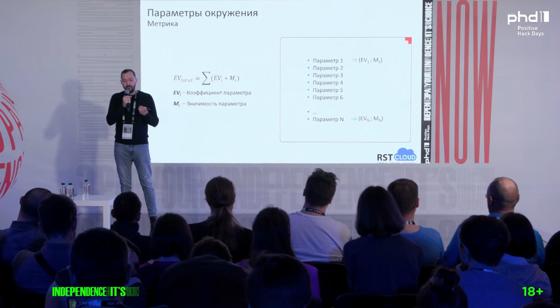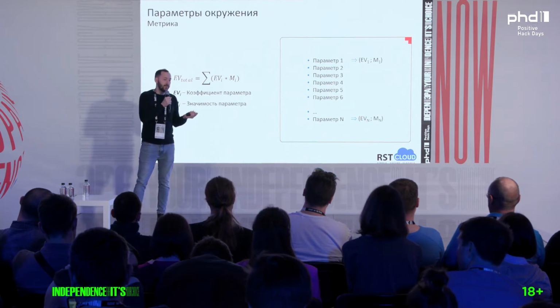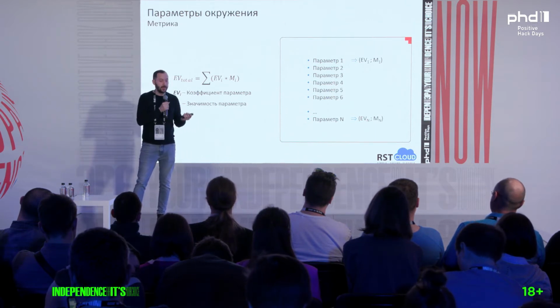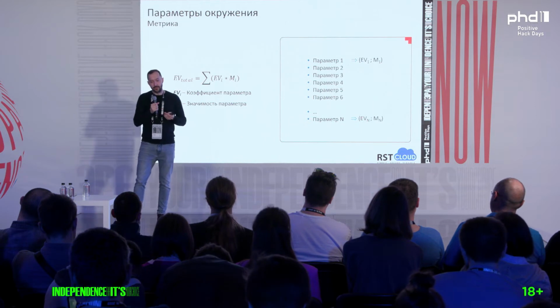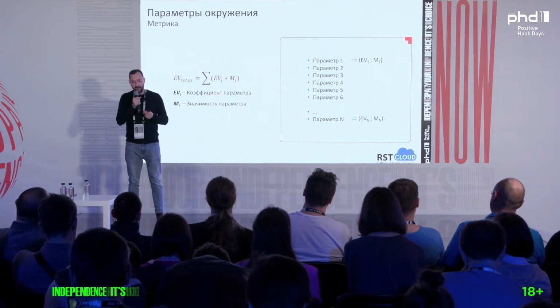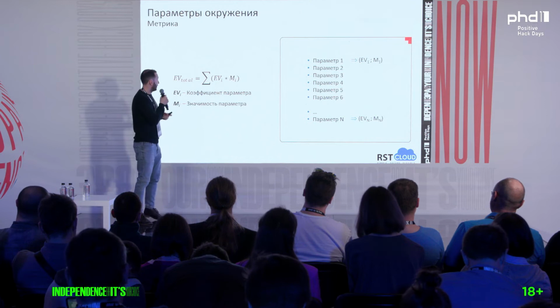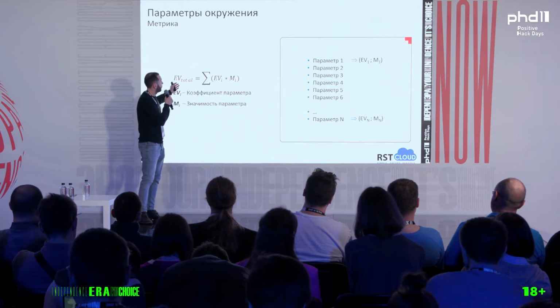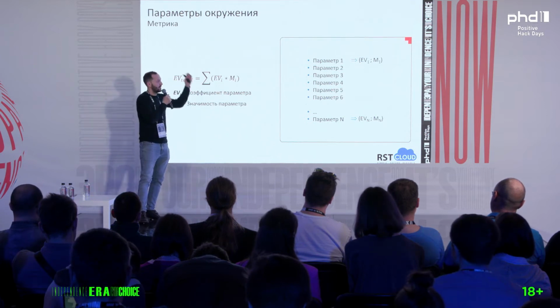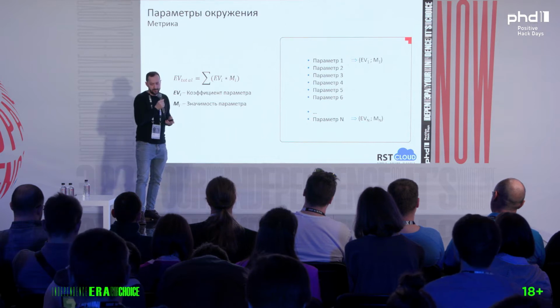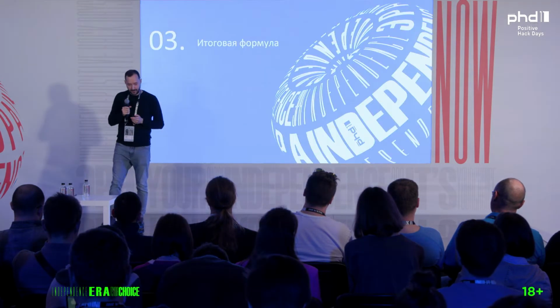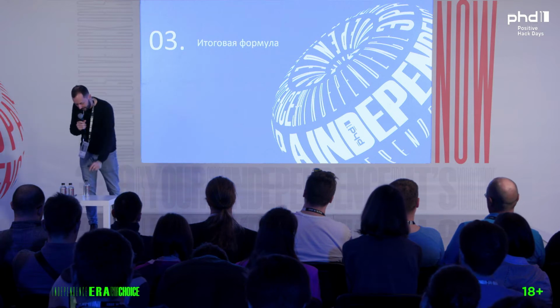I'm also showing coefficients here on the left. A coefficient is a value that can range from -5 to +5, or maybe from -1 to +1. Then we summarize them, and this gives us a single number. Now the most interesting thing, the formula itself.